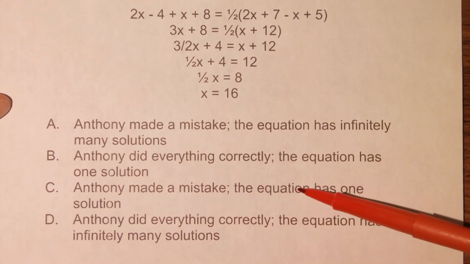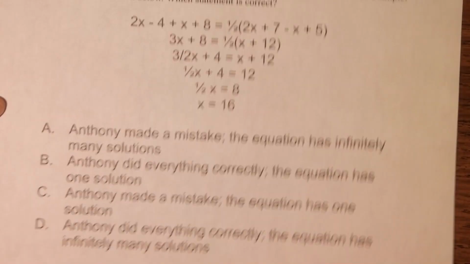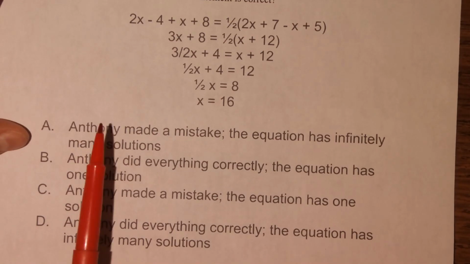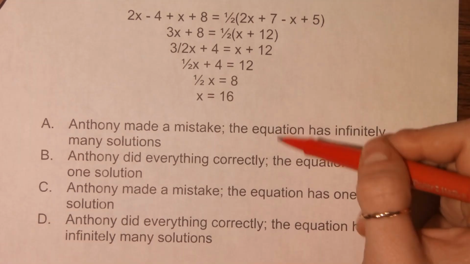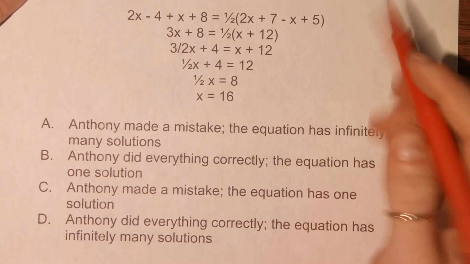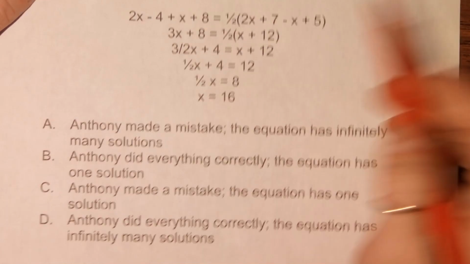So the first thing that we can do is solve the equation. We could do this out, but we can also look at all of these. For starters, I think that we should go and check their work. So 2x minus 4 plus x plus 8. Let's look at one side of the equation first. Then we come down here.